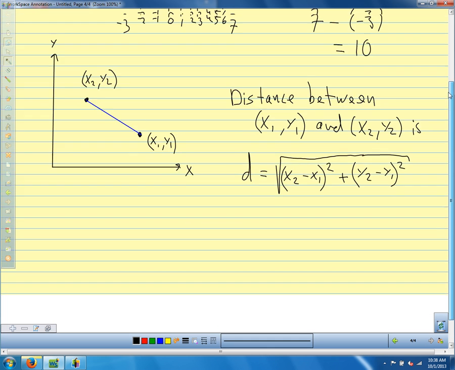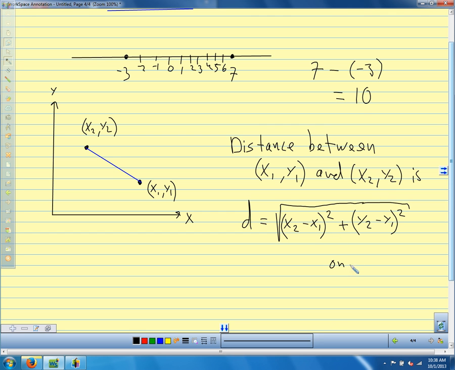And for distance, we get one number. For midpoint, we get 2, one for the x, one for the y. For the distance, we just get the distance. And what we're looking for here is the distance, the length of that segment. And what we're really doing here is turning this into a right triangle, and we're using the Pythagorean theorem. The distance formula comes from the Pythagorean theorem, and we'll talk more about that later in the year.